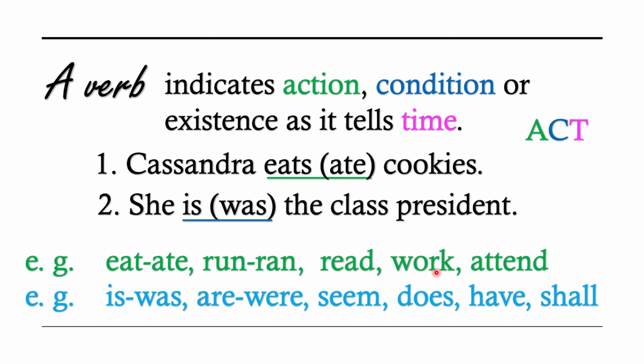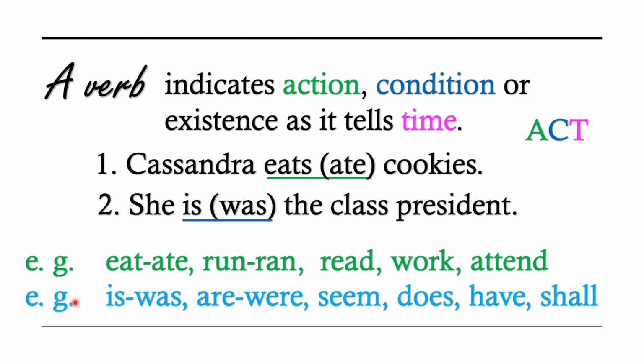And then we have work, worked, attend, attended. So notice, guys, these verbs are action verbs. That's why they're colored green. They tell action. Eat, ran, read, these are irregular verbs. Work, attend, these are regular verbs. We'll have an elaboration of what's irregular and what's regular as we go along.